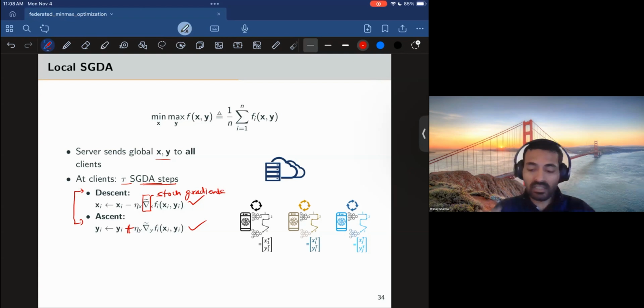So each client started with the same X and Y, which the server had sent, but then they carry out local updates using their own stochastic gradient. These stochastic gradients are computed at local functions, f_i. Each client doesn't have access to the data of the other clients. So these are all computed locally.